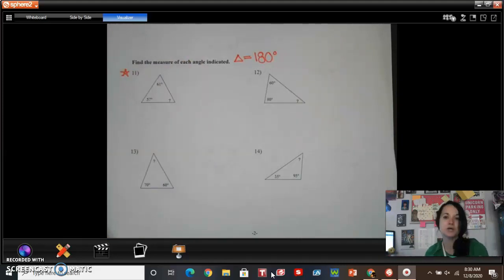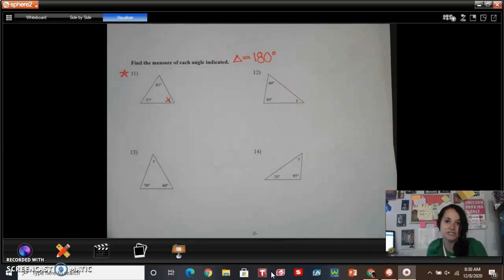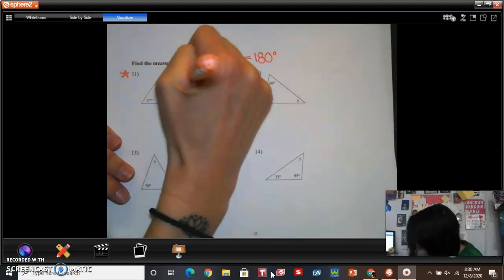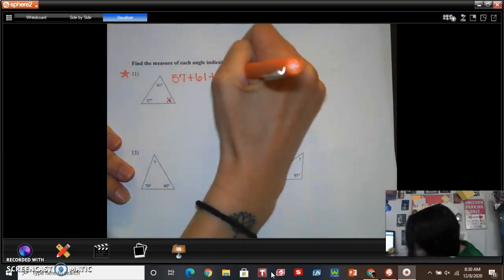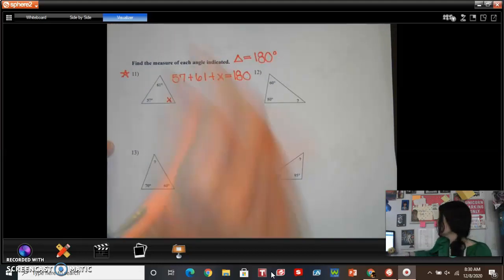Now, what I like to do to help myself out on these problems is, even though there's question marks because it wants you to identify the angle measure, I go ahead and throw an X in there, because it makes life a little bit easier for me to think of it more algebraically. So I know that 57 plus 61 plus x equals 180. Now you want to solve for x. So we want to combine our like terms.